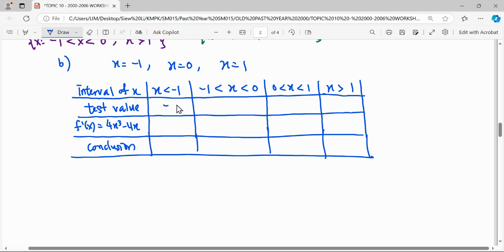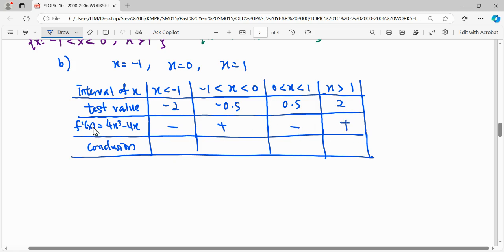For less than -1, we can pick -2. In between -1 and 0, we pick -0.5. Between 0 and 1, we pick 0.5. For more than 1, we can pick 2. When we substitute inside, we get negative, positive, negative, positive.